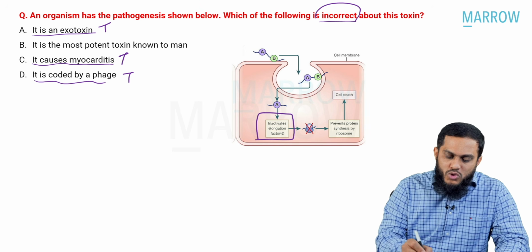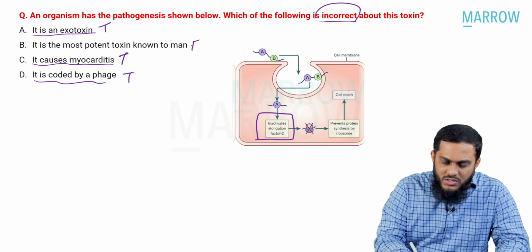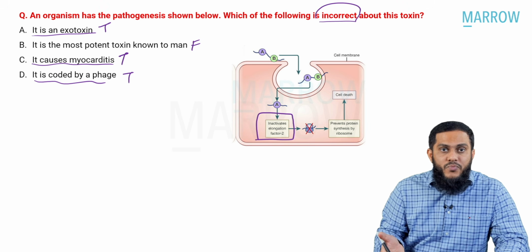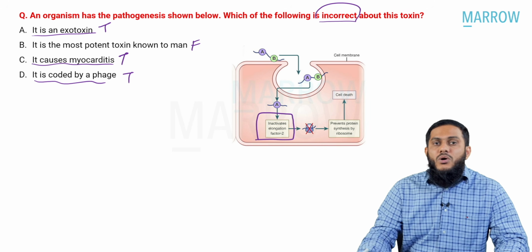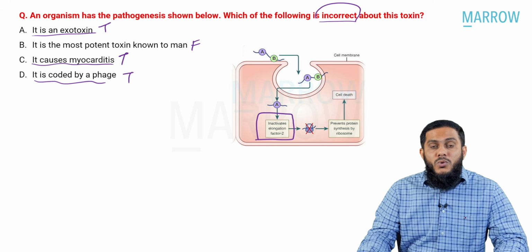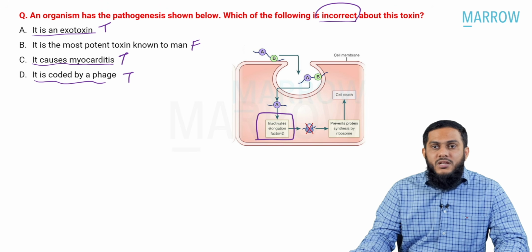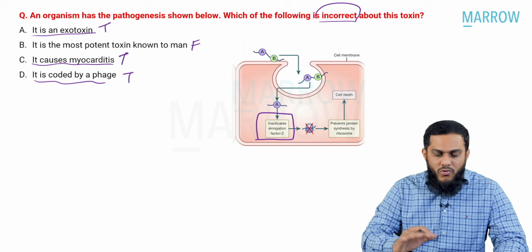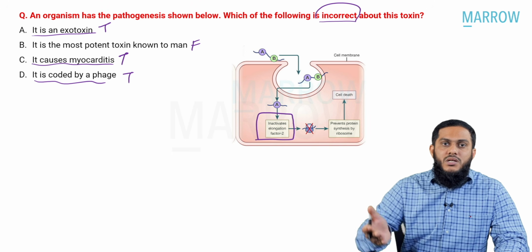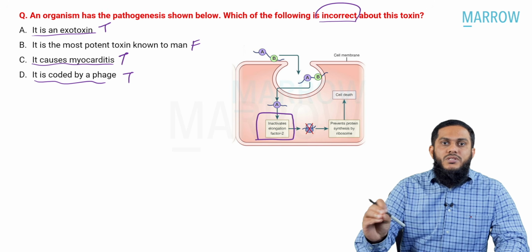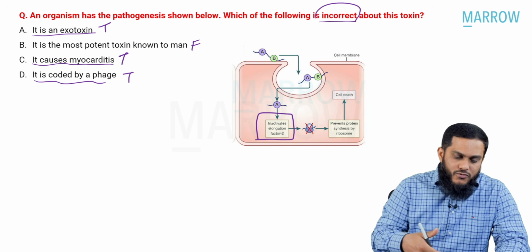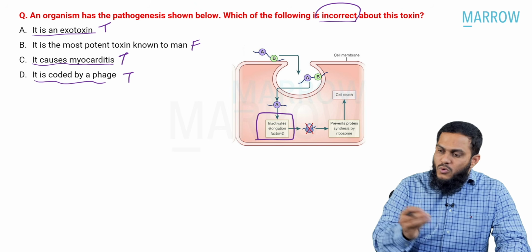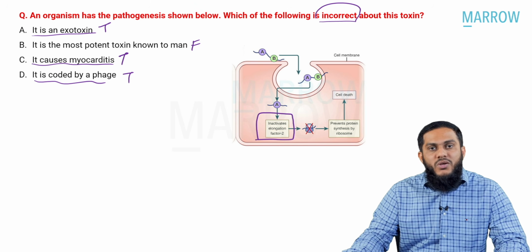But it is the most potent toxin known to man? No sir, false. Whether you take Pseudomonas toxin or diphtheria toxin, that is not the most potent toxin known to be toxic to man. The most potent toxin is botulinum toxin. So it is a false statement, whichever you consider, Pseudomonas or diphtheria: the toxin is not the most toxic to man. The other options go in favor of diphtheria and the remaining three options are true for diphtheria toxin.